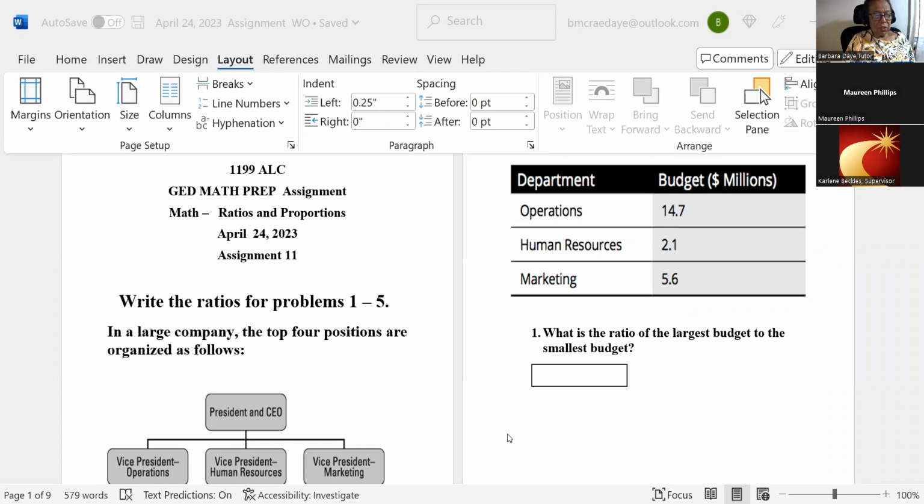Now, the first 5 problems, you're writing ratios. Maureen, do you remember what we said a ratio was? Let's see. What is a ratio? I really can't remember. Well, give me an example of one.